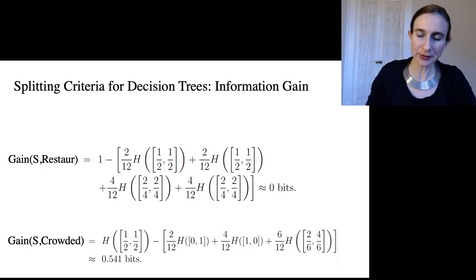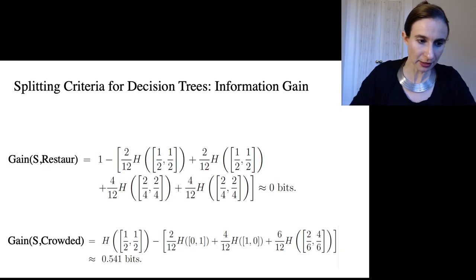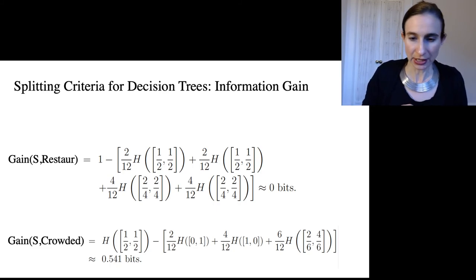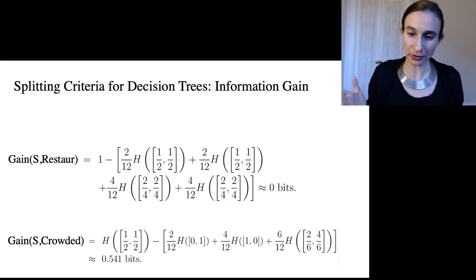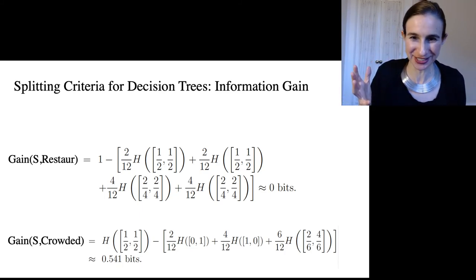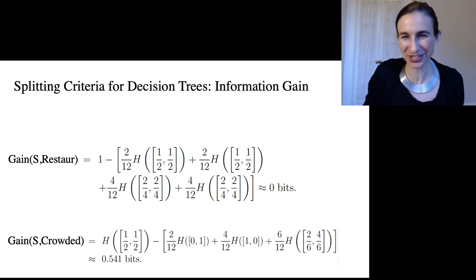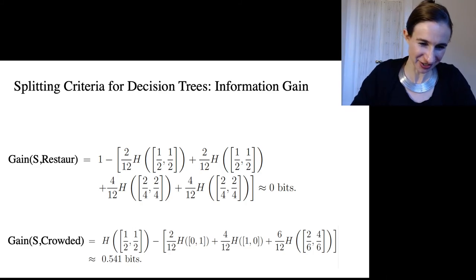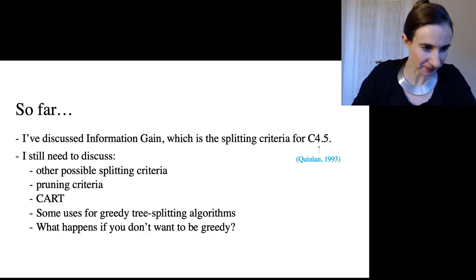So if we had computed the same criteria for the restaurant split, in fact, the information gain would reveal that we gained no information when we split, because after we split, we had the same number of positives and negatives in each branch. So we actually gained no information at all. And so we would choose to split on the crowded feature rather than the restaurant feature.